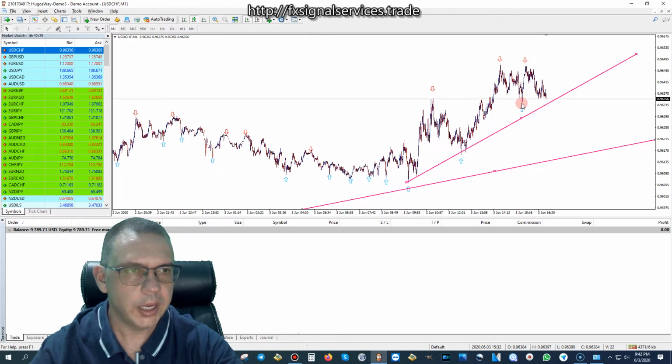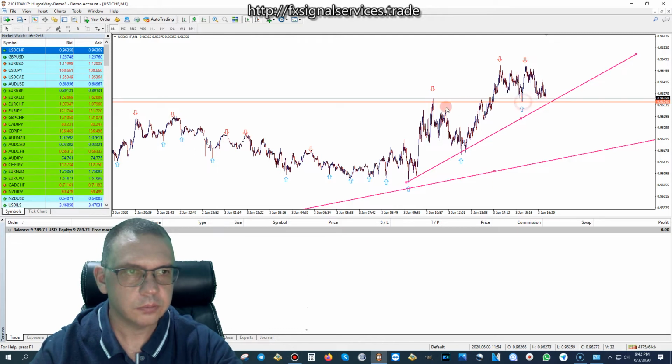So we have this support right here. We can mark that, and where this trend line and that meet, I call that X marks the spot, and that is pretty much where we are looking for this to break.